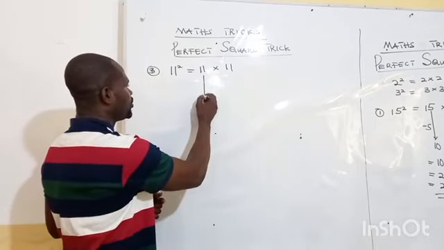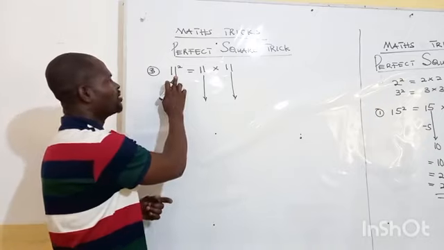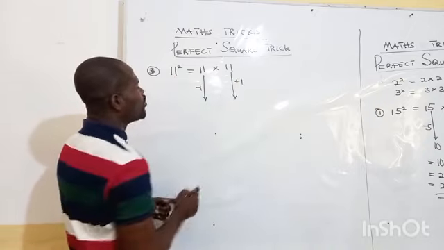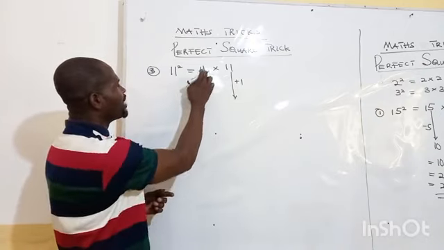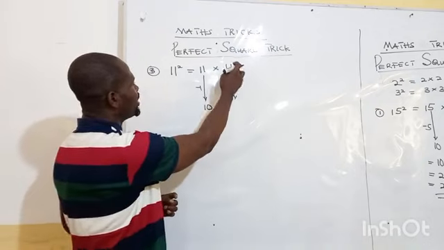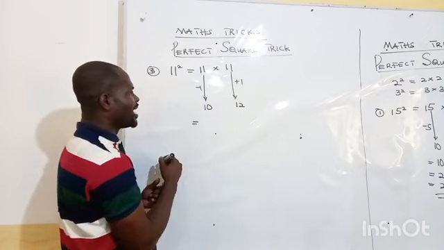Example 3, when you have 11 squared, the 11 squared is the same as 11 times 11. So you draw the arrow down. The last number here is 1. So we are subtracting 1 from 11, and we are adding 1 to it. So when you subtract 1 from 11, you are getting 10, and when you add 1 to 11, you are getting 12.